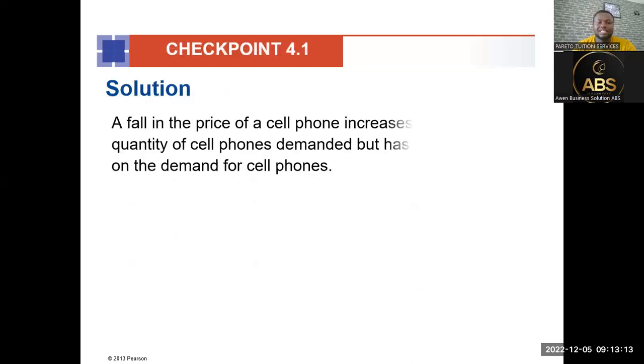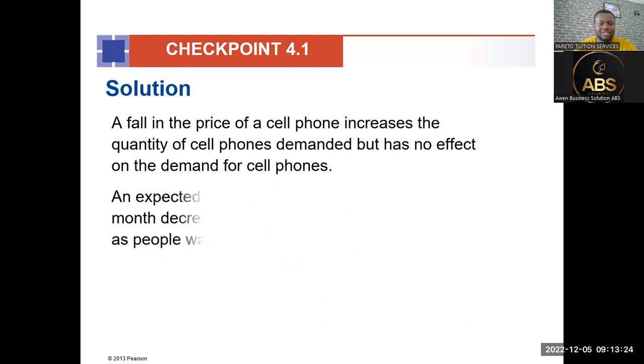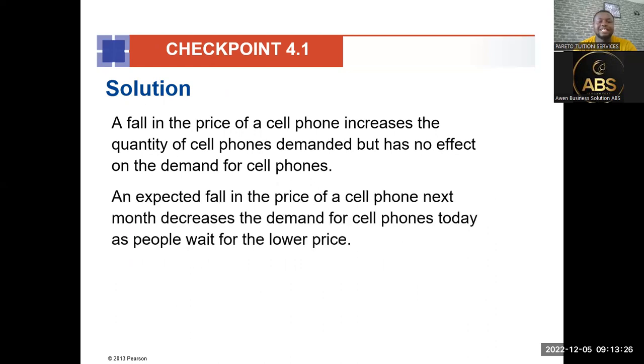So yes, this is the solution. What we've explained: the fall in the price of a cell phone increases the quantity of cell phones demanded, but it will have no effect on the demand for cell phones. So there's a change in quantity demanded. And then an expected fall in the price of a cell phone next month will decrease the demand for cell phones today. People will wait for the lower price.